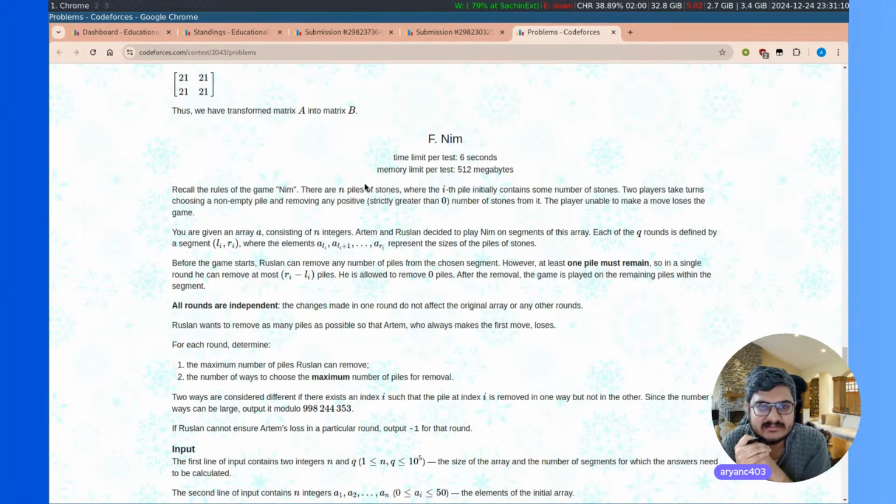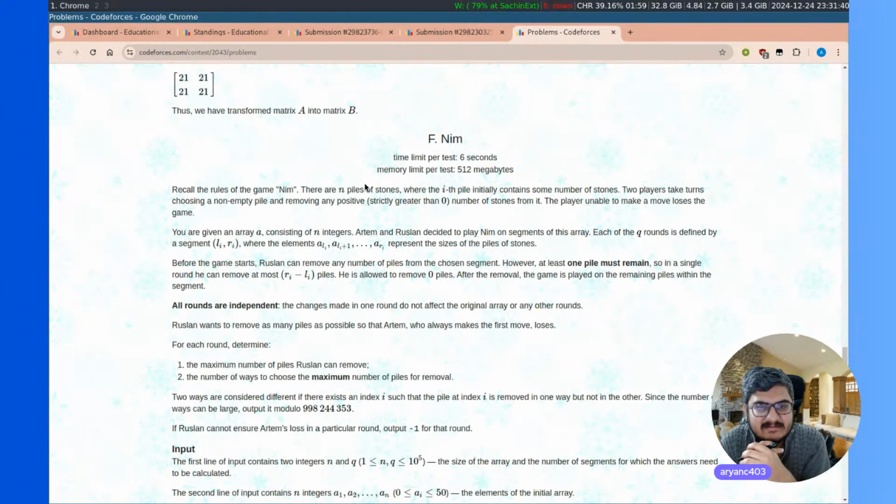Each of the Q rounds is defined by a segment L, R, where the elements AL to AR represent the sizes of piles of stones. Before the game starts, Ruslan can remove any number of piles from the chosen segment. However, at least one pile must remain. So, in a single round, he can remove at max R minus L piles. He is allowed to remove 0 piles. After the removal, the game is played on the remaining piles within the segment.